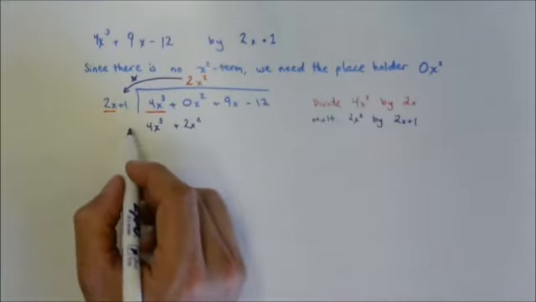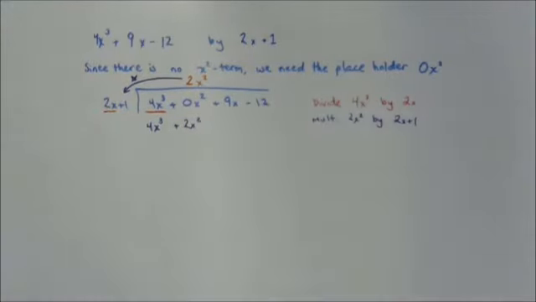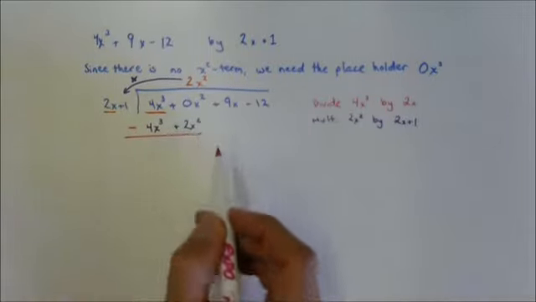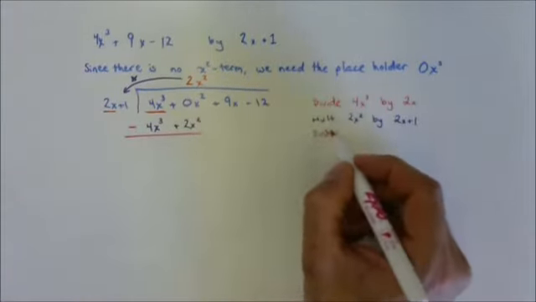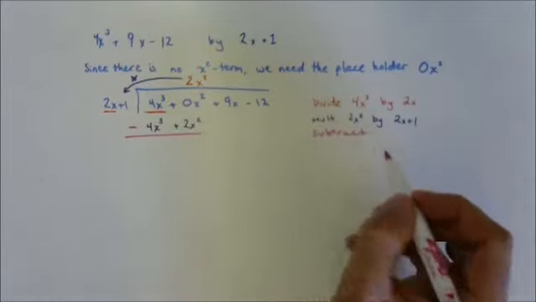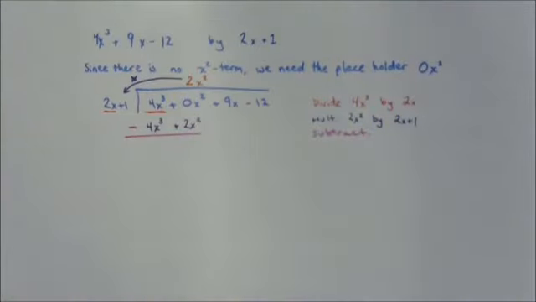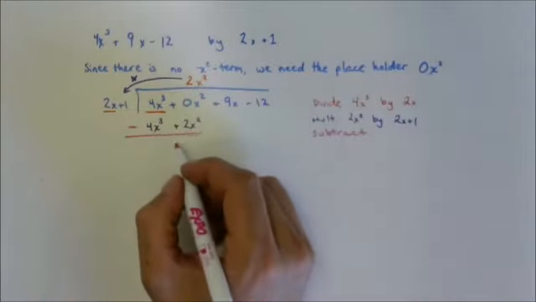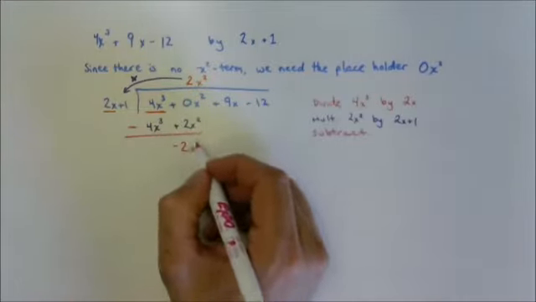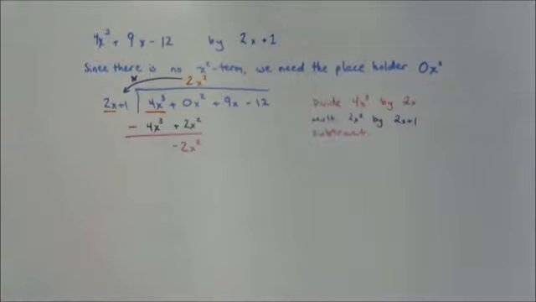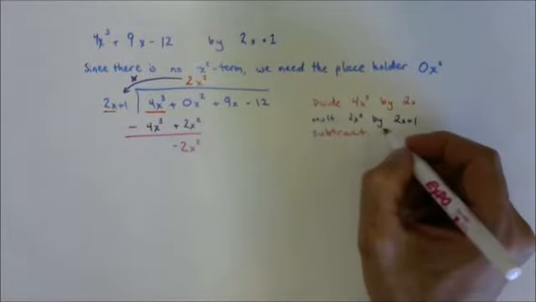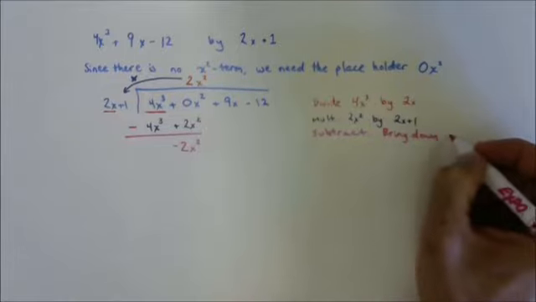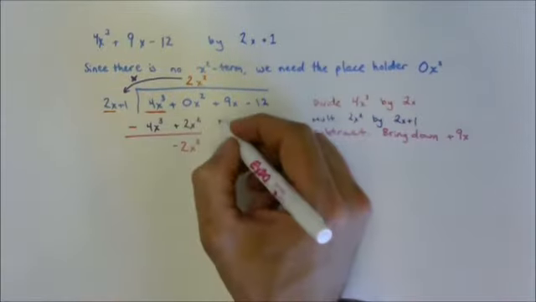And now we're going to, let us color coordinate our steps here. We're going to subtract. 0 minus 2, it's negative 2x squared. Subtract and bring down positive 9x.